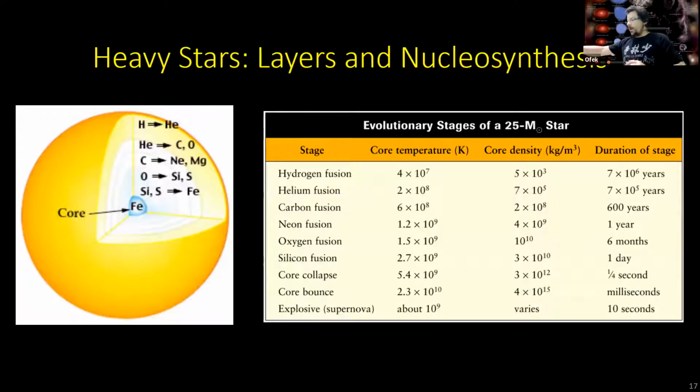Okay, so the really heavy stars, here given for a 25 solar mass star, which is now massive enough to actually undergo all the nuclear burning stages all the way to iron.